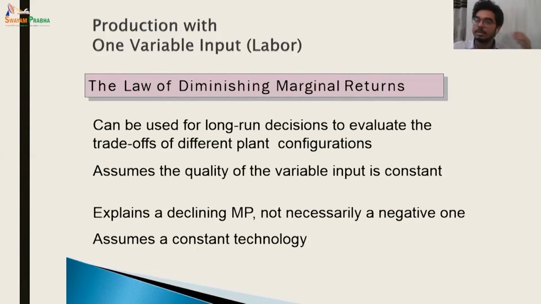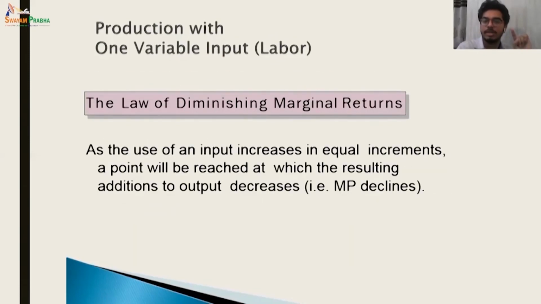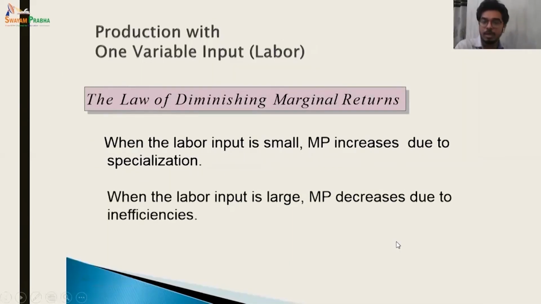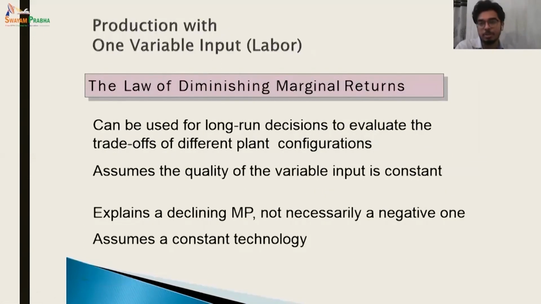At 4, the average product and marginal product is similar. But 3 onwards, it starts falling. But it goes to negative only at 9 and 10. So whenever we are talking about diminishing marginal returns, it does not talk about the negative part. It talks about the diminishing, the declining, the falling part, right? And it assumes a constant technology because it's only the labor is changing, not anything else.